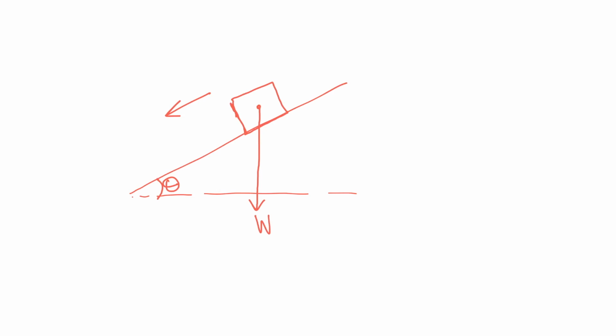Weight always acts perpendicularly downwards. Remember this? Weight does not act downwards, it acts perpendicularly downwards. Why? Because you could say that this is downward, but this is not the direction of the weight. This is downward, this is not the direction of the weight. Weight always acts perpendicularly downwards.